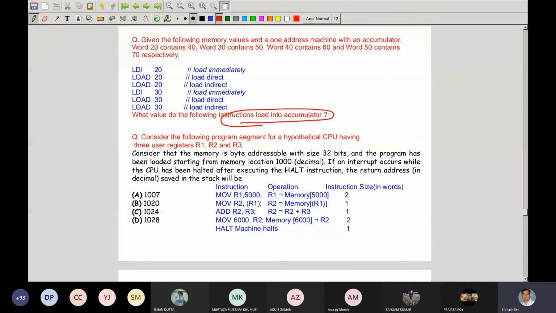Is roll number 26 present in today's class? Roll number 26. Who is roll number 26? Absent today? Student, can you tell me if this question is clear?